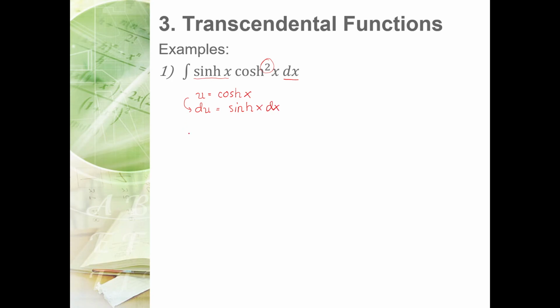As you can see, we can now simplify our integral into u squared du. Then you have u cubed all over 3 plus c. Again, don't forget to replace the value of u. So you have hyperbolic cosine cubed x all over 3 plus c. This is the final answer.